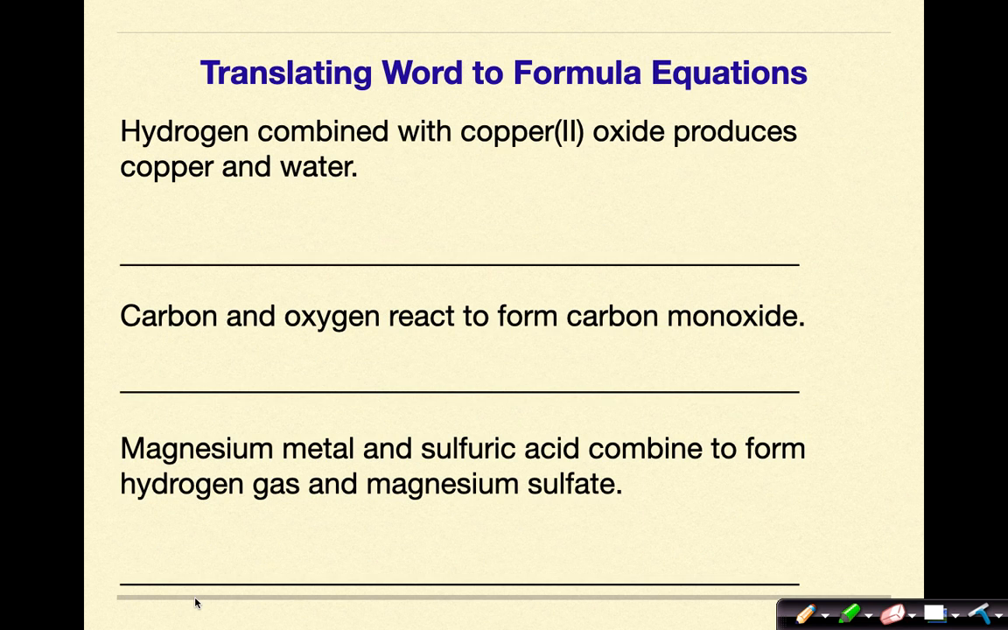Translating word to formula equations. This is a review from your first chemistry course. The objective here is to take these sentences or word equations and translate them into symbolic notation. And for the purposes of this exercise, we're not worried about balancing the following chemical equations we write by mass, nor are we concerned with including states of matter for each species, namely solid, liquid, or gas, or whether the particular species is an aqueous solution.